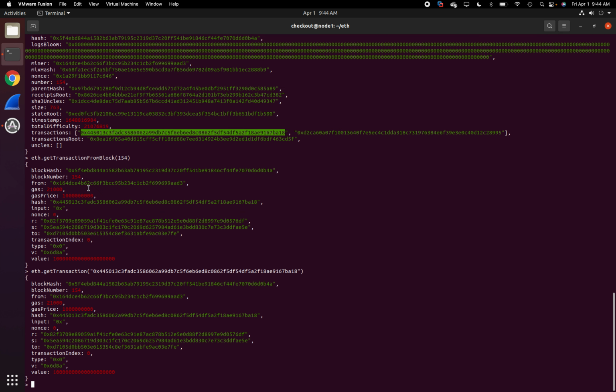So they return the same thing. We can verify they return the same thing from the block hash 0x54. We can see the from account and the to account are the same. But now we have a verified block that contains a verified transaction in between two accounts.